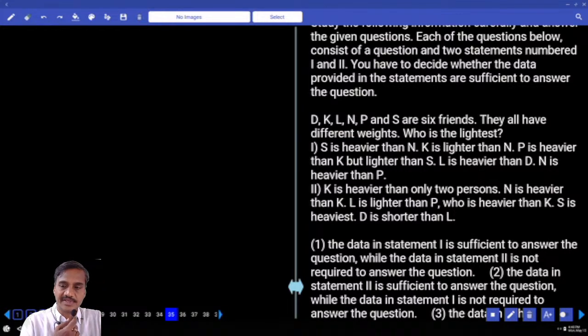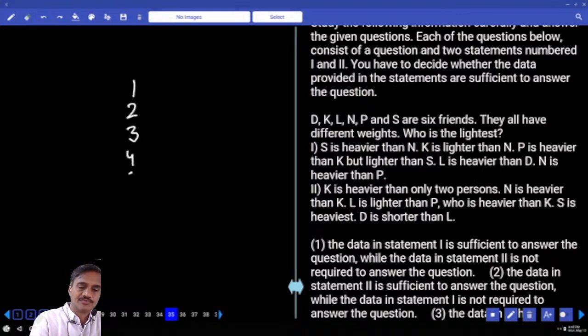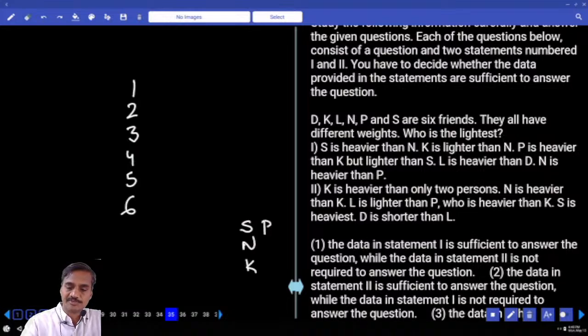The next one: D, K, L, N, P, S are 6 friends and they all are of different weight. 1, 2, 3, 4, 5, 6, 6 persons were there, and S is heavier than N. K is lighter than N. And P is heavier than K. Now this P is heavier than K but lighter than S.